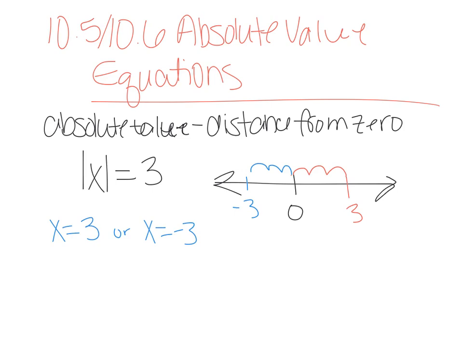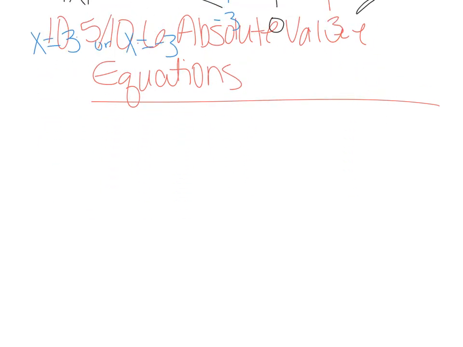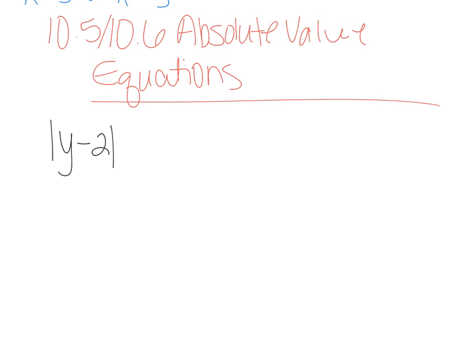We're going to be doing this same idea here, but instead of just an x inside of the absolute value, there's going to be an expression in here, okay? But it doesn't change anything. The only thing that it changes is we have to do a little bit more solving. So if we look at the absolute value of y minus 2 equals 4, what I want you guys to do is kind of ignore the y minus 2 part. This means something is 4 steps from 0, right?